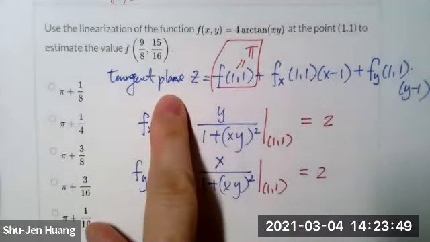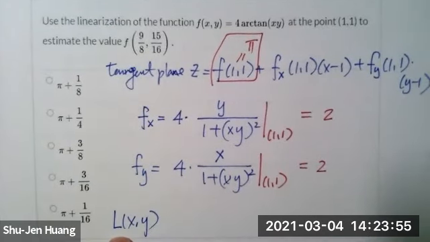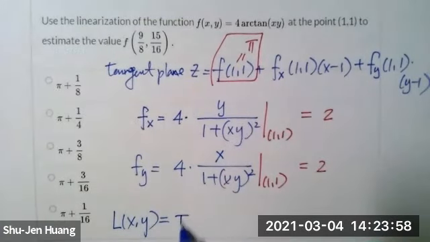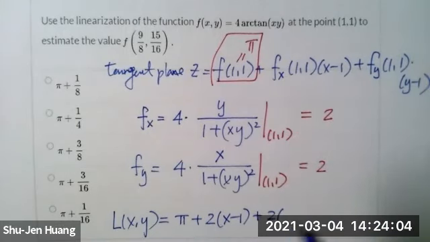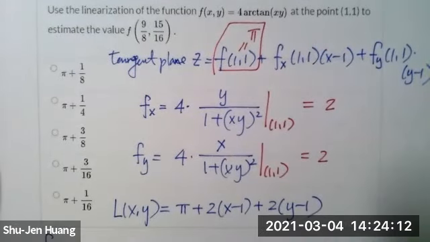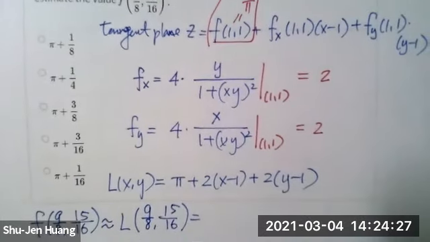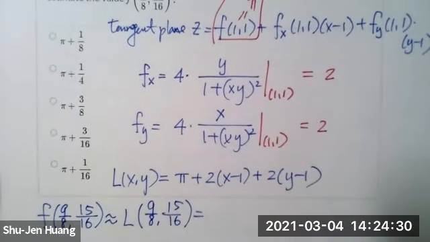So now we've got the tangent plane, which is the linearization. I'm going to write it this way: the linearization equals pi plus 2 times (x minus 1) plus 2 times (y minus 1). This is the linearization, which is the tangent plane. To estimate this function value, we're going to use the linearization with x equal to 9/8 and y equal to 15/16. So let's plug the x and y values into the linearization.